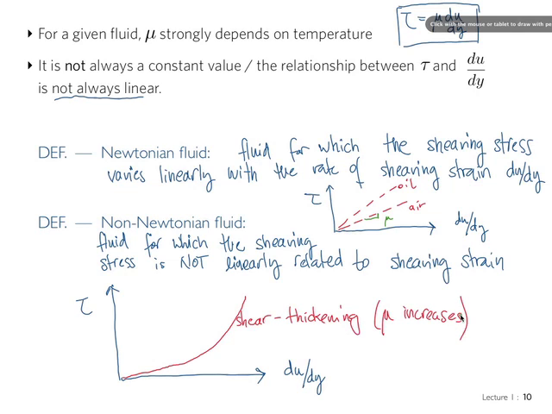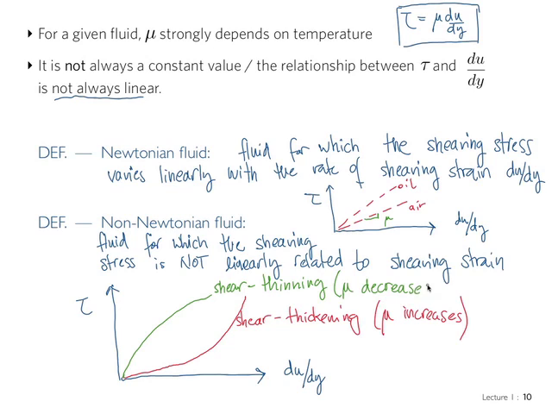Now we could also have a behavior where the slope on this plot decreases like that, and we call that a shear thinning fluid, where mu decreases. Have you noticed when you get a pot of yogurt and you put the spoon in there, it sits there without moving, but if you stir it really quickly, it becomes liquidy? That's because of shear thinning.